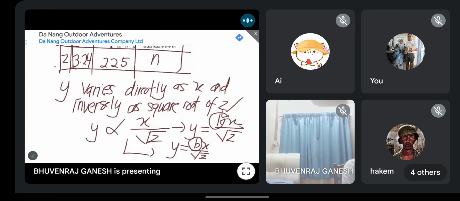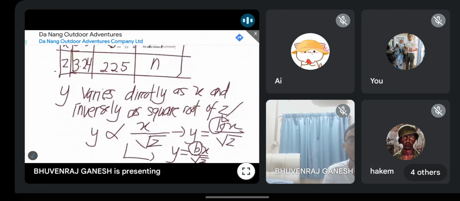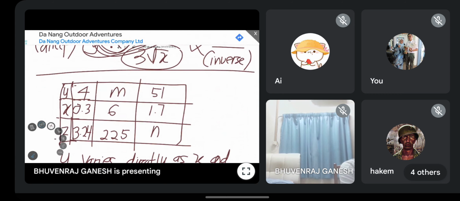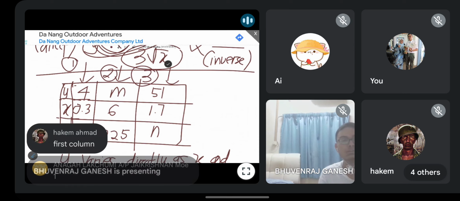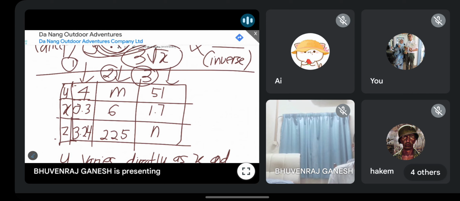Okay, so now the question is, find the values of m and n based on this table. First thing, will you start with the first, second, or third column? Remember, start with the first because you have all the values. In any column where you have all the values, start with that.